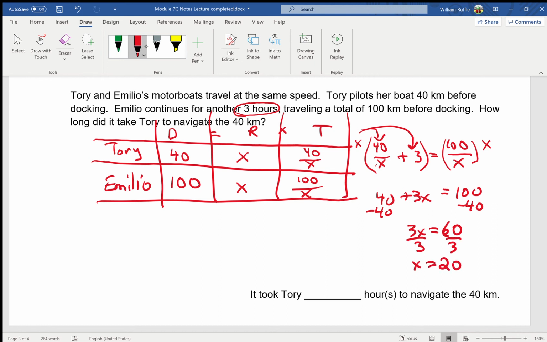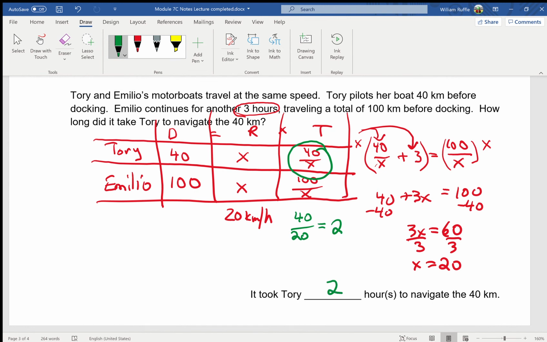Now remember, this is the rate, so they were going 20 kilometers per hour. But here's the tricky part of this question. It says it took Tori blank hours to navigate the 40 kilometers. It's not asking for the speed, it's asking for the time. So now remember, if I look at Tori, isn't Tori's time 40 over x? So x is equal to 20, so it's really 40 over 20, which is 2. So it took Tori 2 hours to navigate the 40 kilometers.